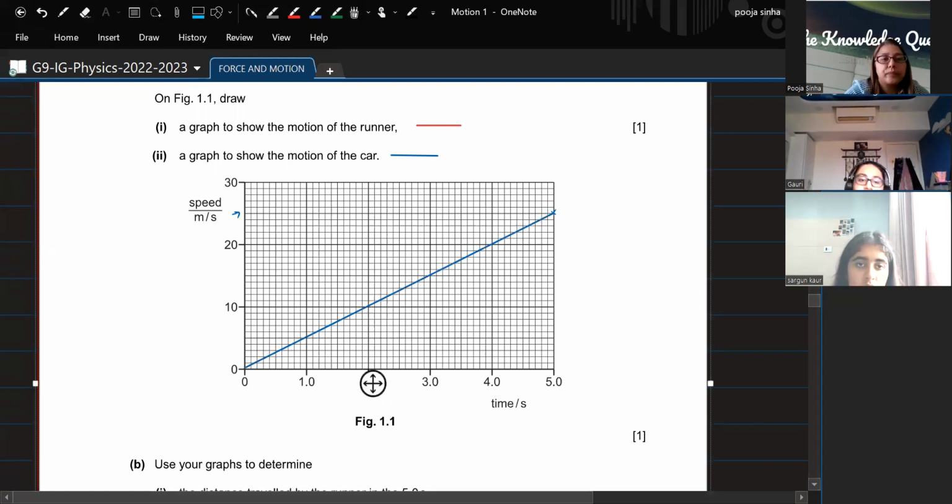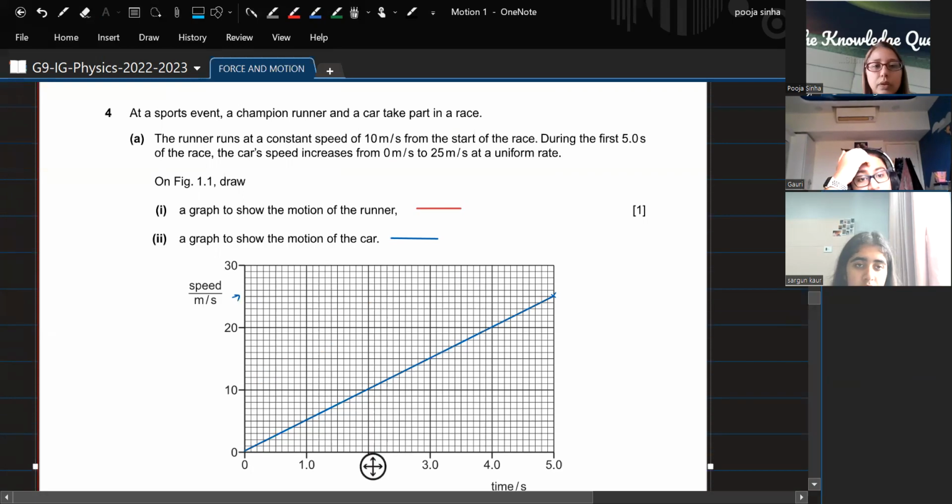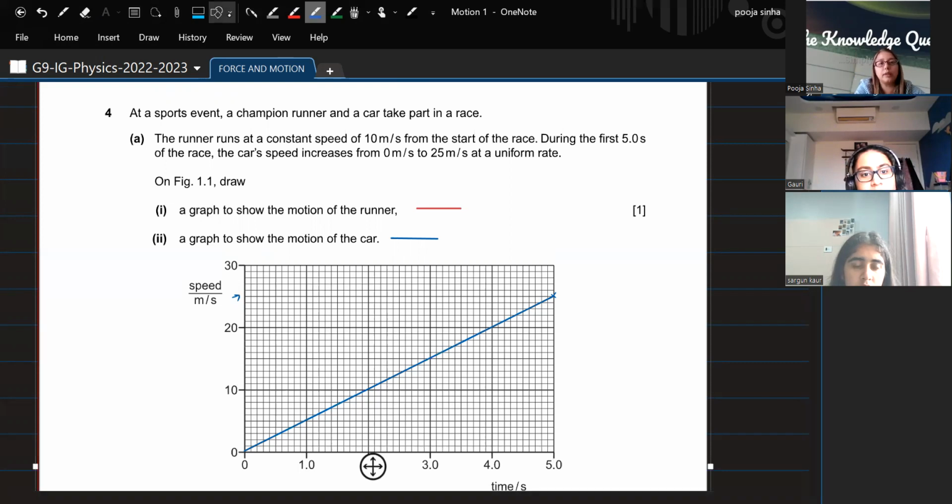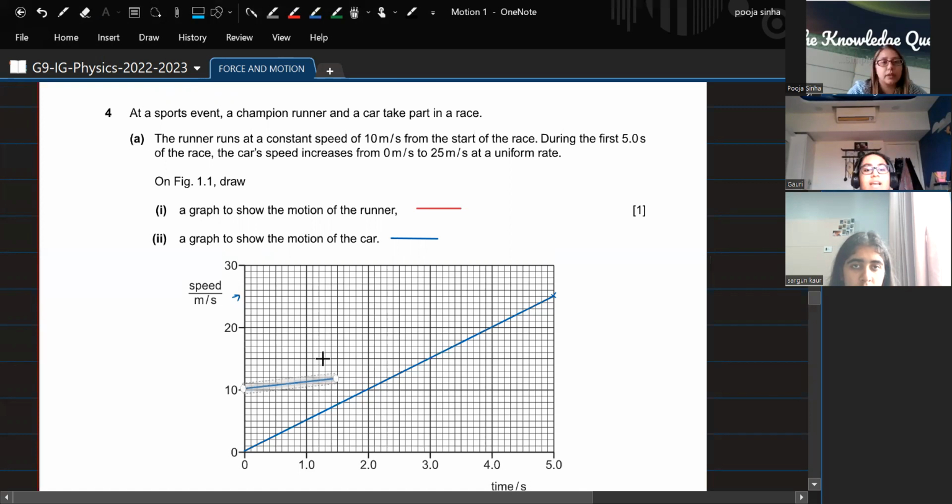Okay. A graph to show the motion of runner. So the runner runs at a constant speed of 10 meters per second. गौरी कैसे करूँ मैं इसको? रनर का कैसे show करूँ? A constant speed, so just a horizontal line. It should be जो 10 meters per second. So what do I do? 10 meters per second at the start as well as after 5 seconds. So just one straight line.